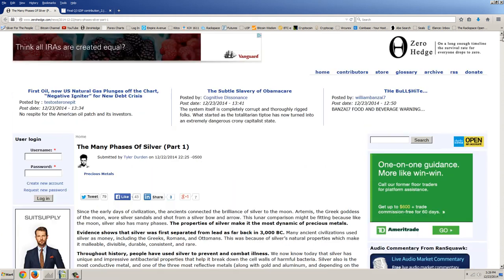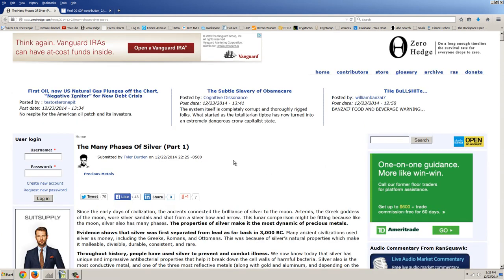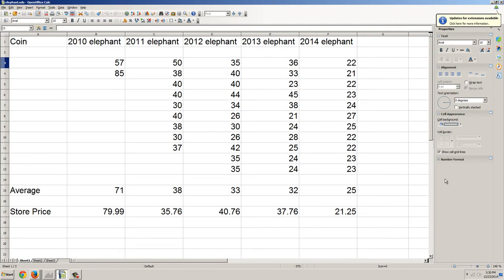And, of course, we're long-term silver stackers, but we're interested in stacking something that is going to appreciate in the short term as well as in the long term. And that's why we try to follow the numismatic or the semi-numismatic coins. So let's start off with the elephant series. Now this is one that I've covered in the past.